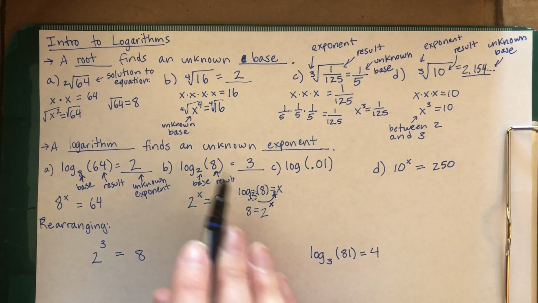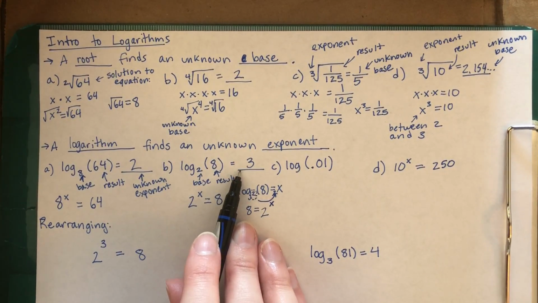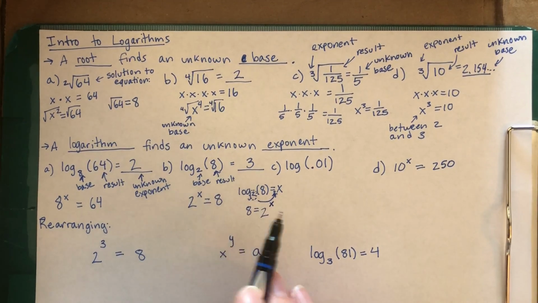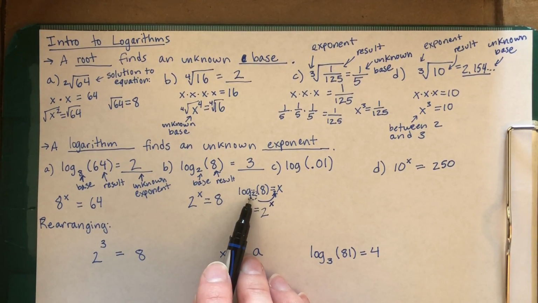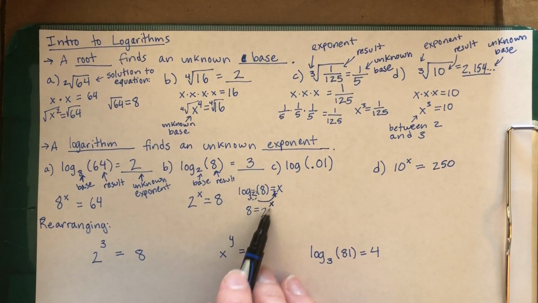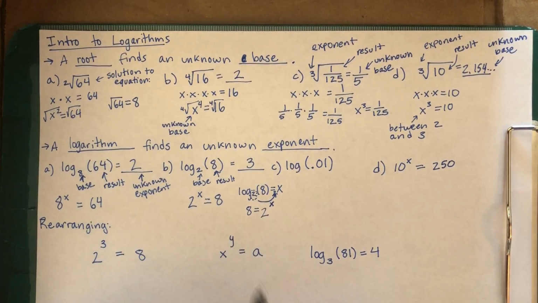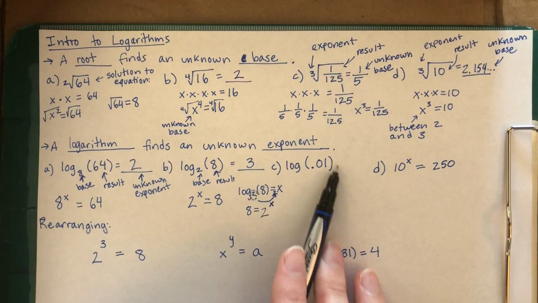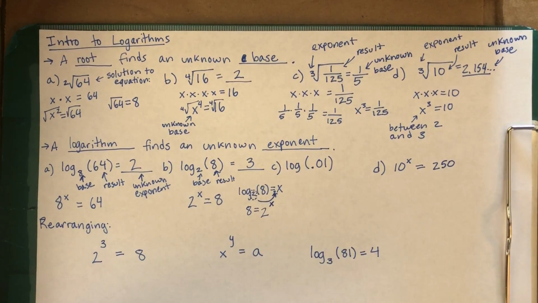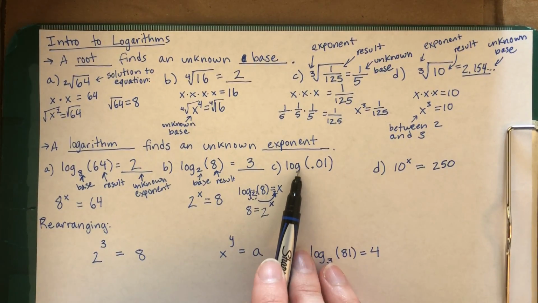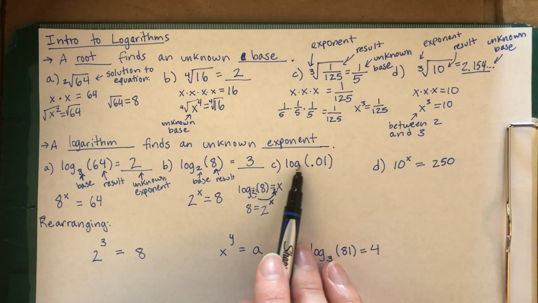So if you kind of picture the 2 moving underneath here, we get 2 to the x on this side, which needs to equal 8, and then you can kind of tell what the x should be. Okay, this log is missing something. There's no number written on the bottom here.